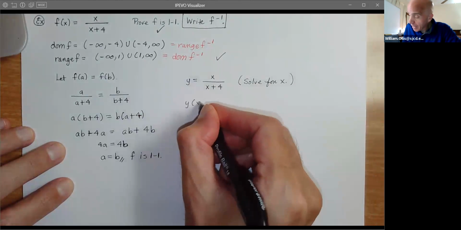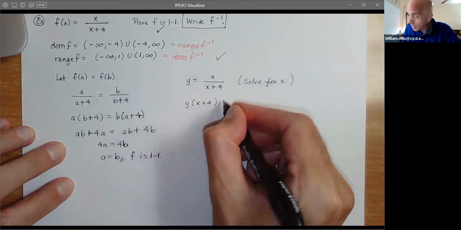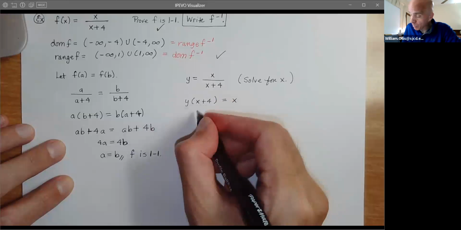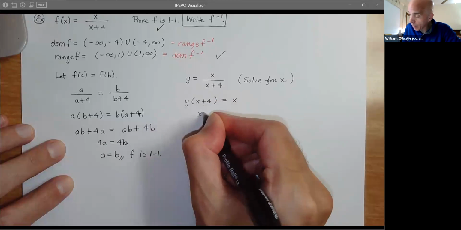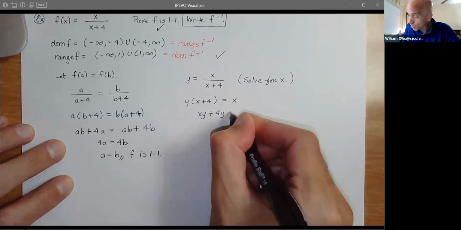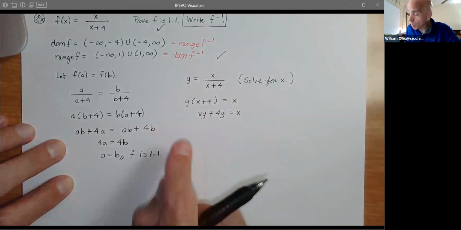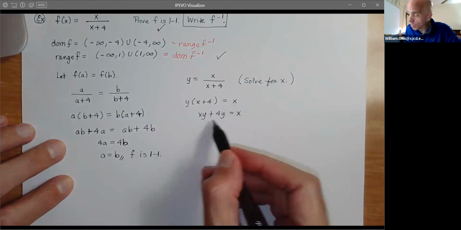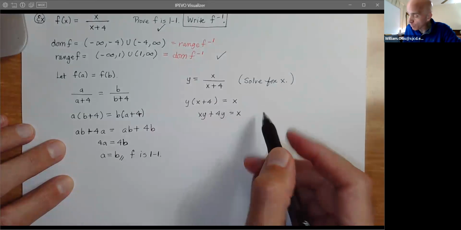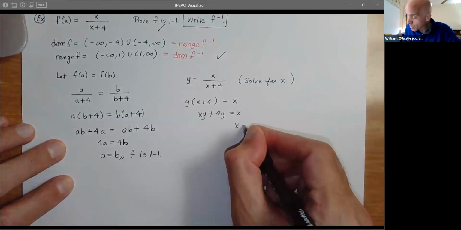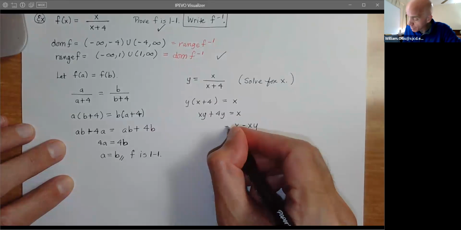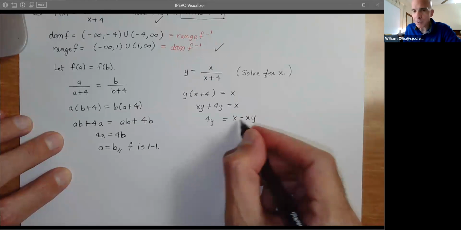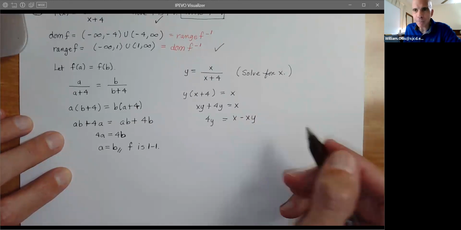So now we have y times x plus 4, cross multiplication, equals x. So now we just multiply. Well, after this it's simple. xy plus 4y equals x. So now we want to get all the x's on one side. So if you like, we can go ahead and take all the x's over here. So we have x minus xy. It'll cut down on the number of negatives. And then, of course, the 4y is hanging out here. Now, I put the x's on the right, so that seems kind of odd, but we'll survive.